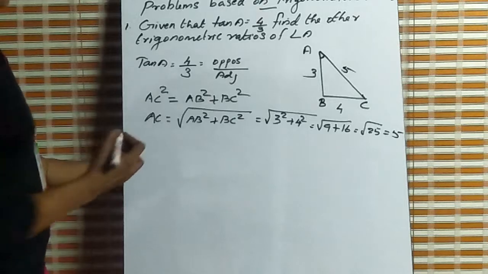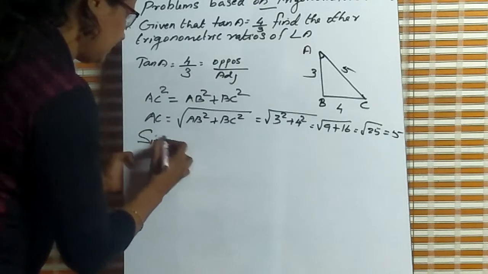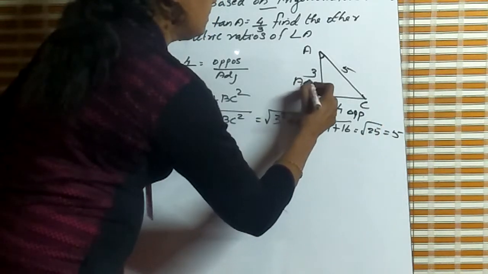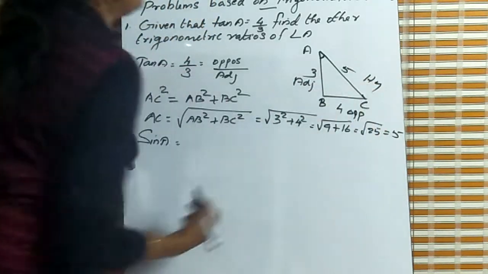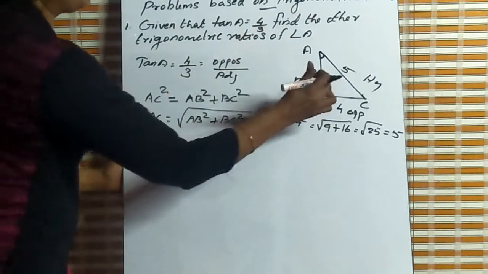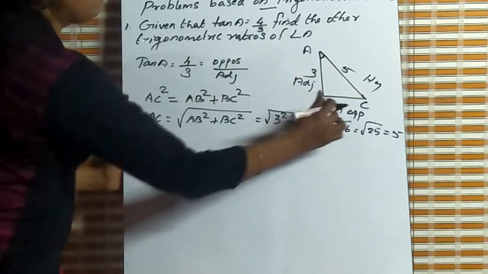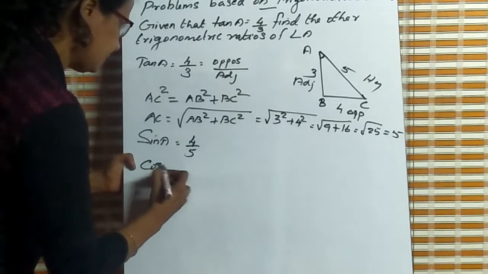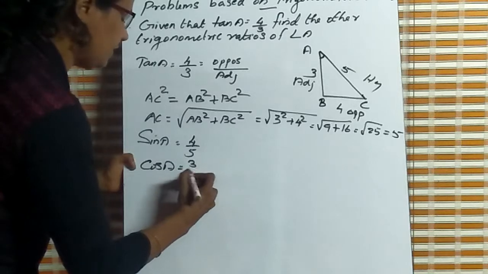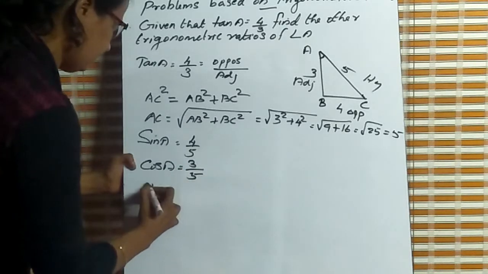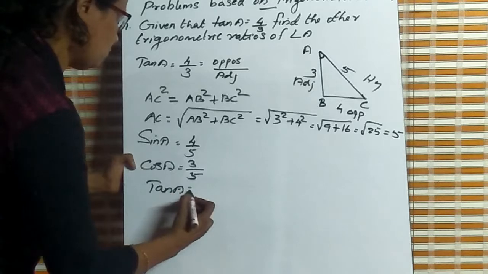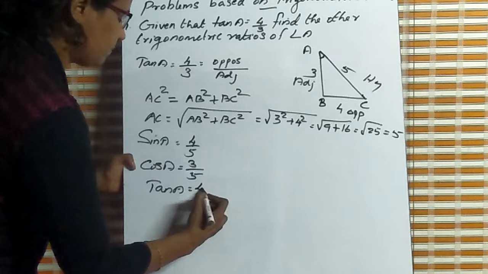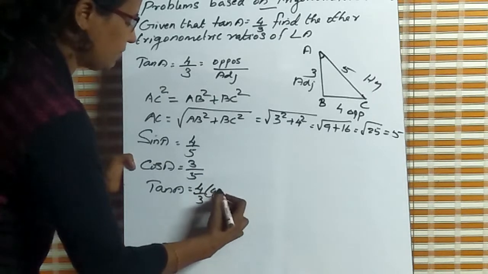Then write trigonometric ratios. First one, sin A. This side is the opposite side, this is the adjacent side and this is the hypotenuse. What is sin A? Sin A is equal to opposite side by hypotenuse, 4 by 5. Cos A is equal to adjacent side by hypotenuse, 3 by 5. And tan A is equal to opposite side by adjacent, 4 by 3. It is given.